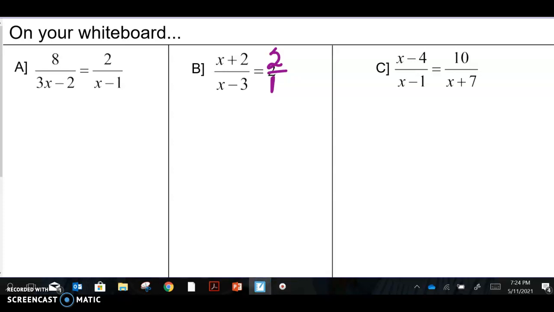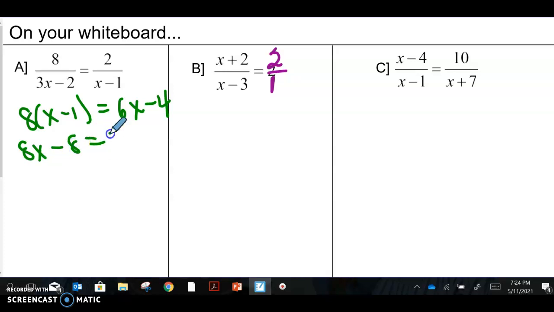Okay, so hopefully you already paused and you've been working 15 minutes or so. Let's see how you did with these. These are just cross multiplying. 8 times x minus 1. I'm going to take 2 times this, so that's 6x minus 4. Make sure you take 2 times everything. Distribute my 8 through.